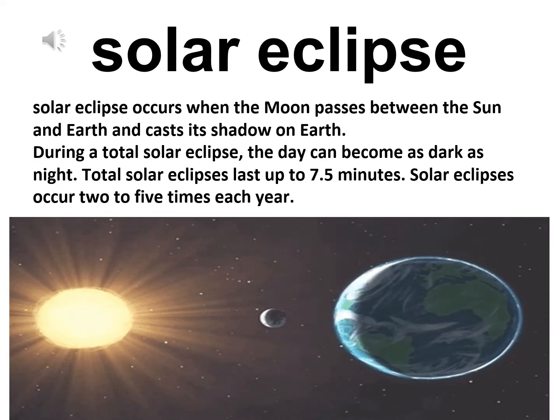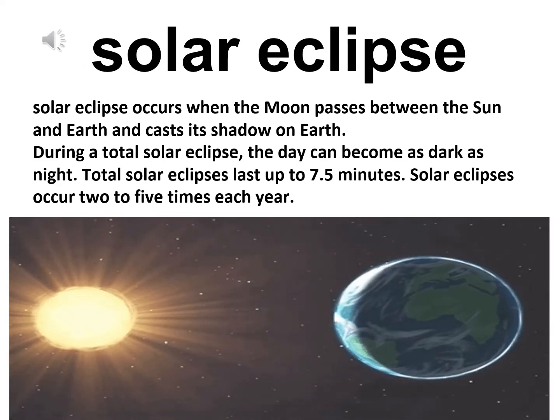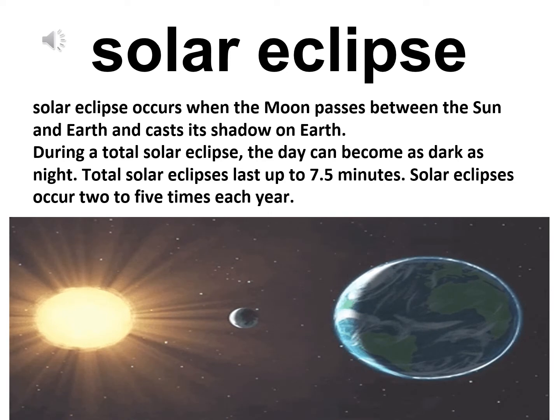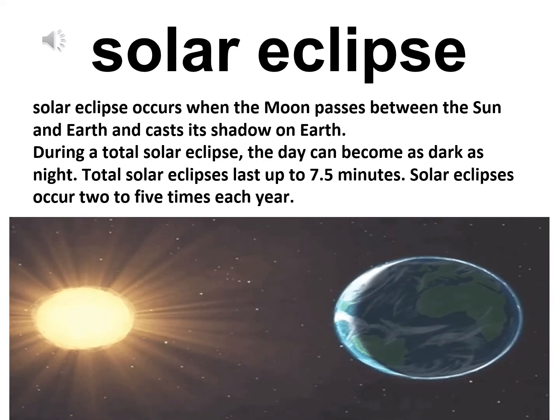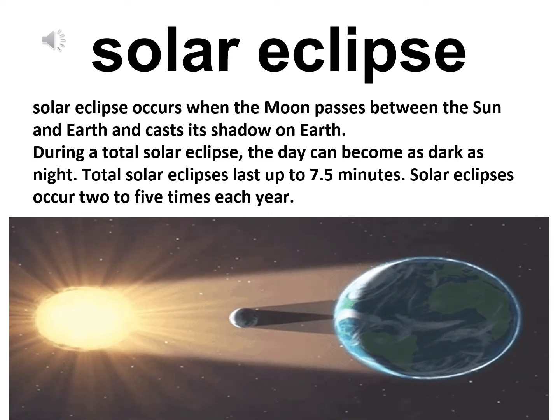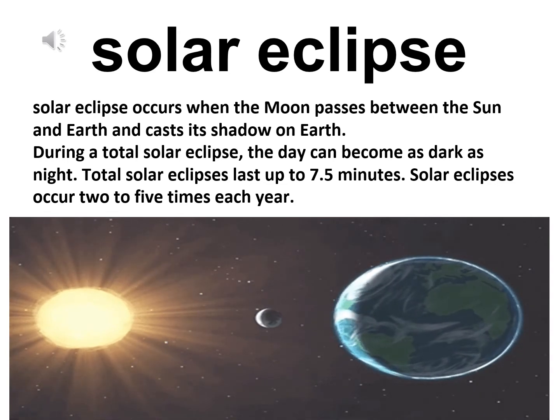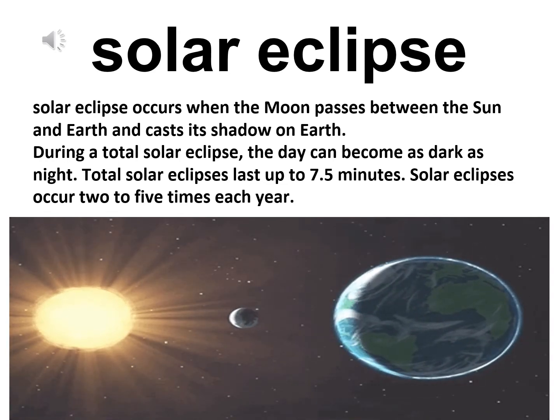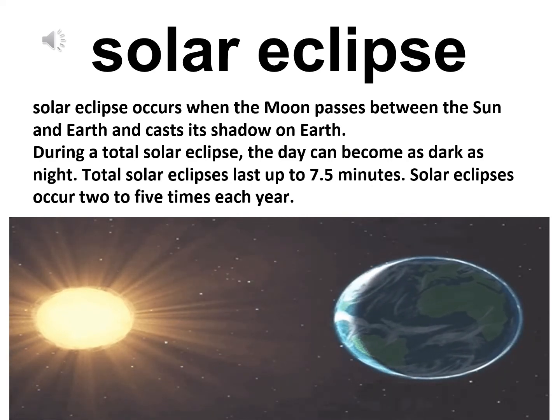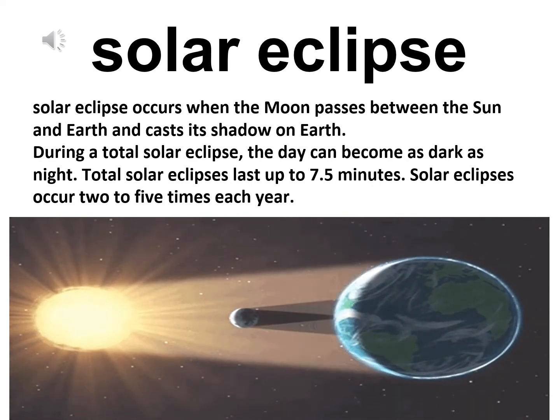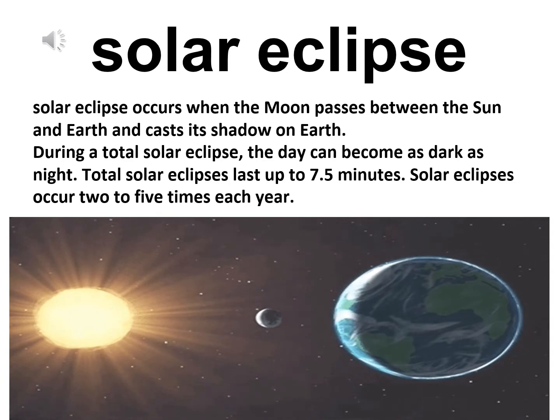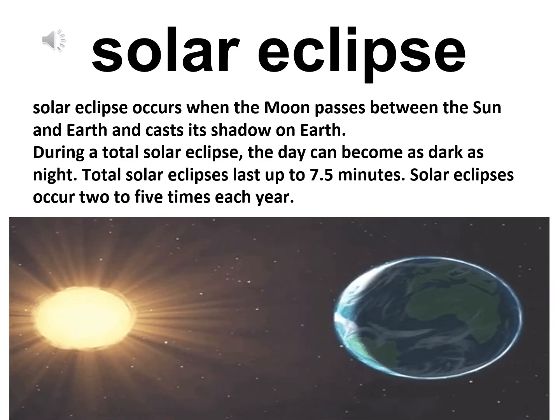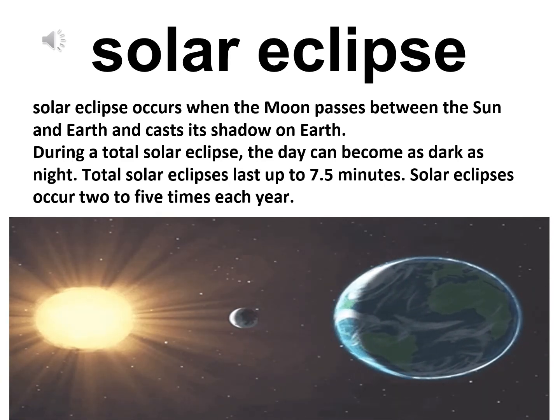Solar eclipse. A solar eclipse occurs when the moon passes between the sun and Earth and casts its shadow on Earth. During a total solar eclipse, the day can become as dark as night. A total solar eclipse lasts up to 7.5 minutes. Solar eclipses occur 2 to 5 times each year.